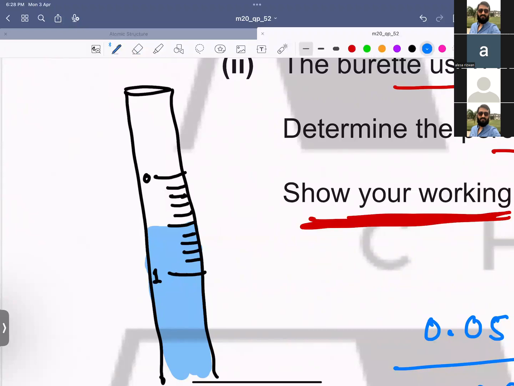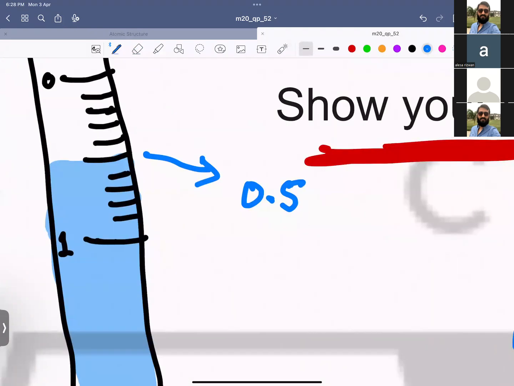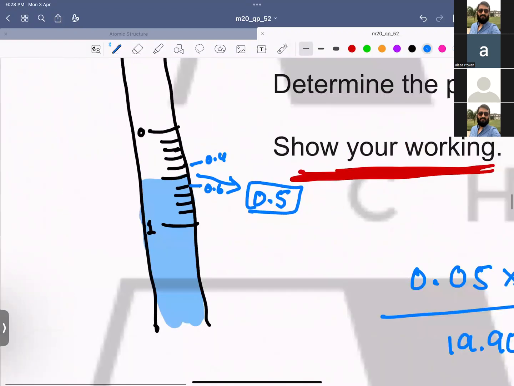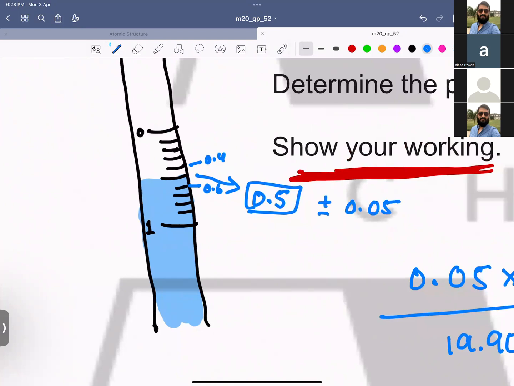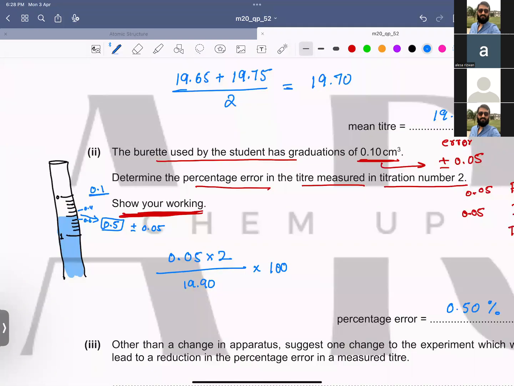Because the smaller unit is 0.4 and the bigger unit is 0.6. So it means the value that I am noting over here, 0.5, has only an error of 0.05, because the smallest unit in this burette is 0.1, right? So always the error is the least count, or the smallest unit, divided by 2, and then you will get the error. Is it clear now? Yes, sir.